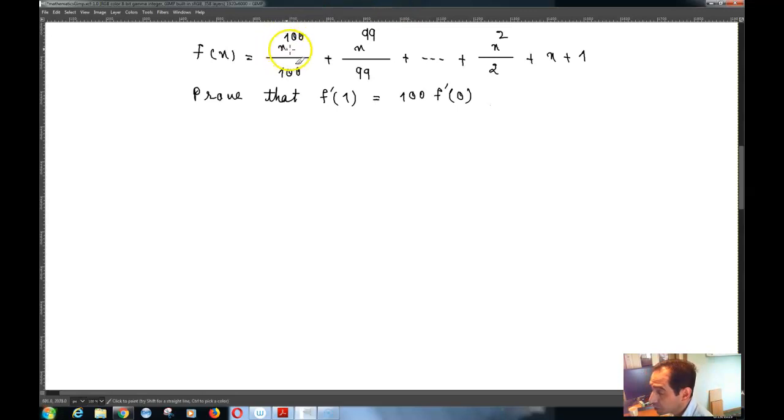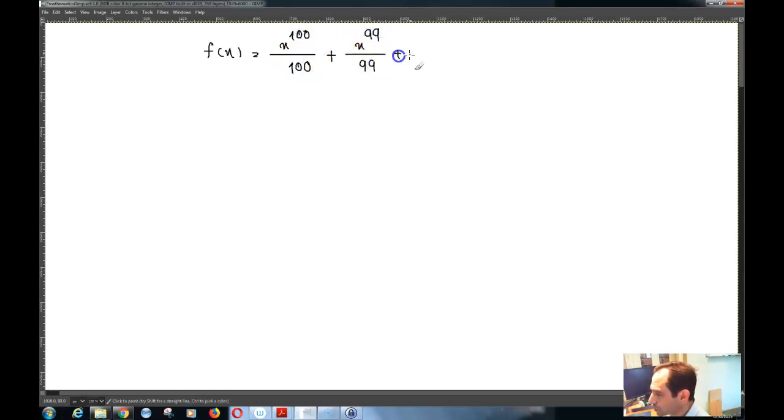Basically this function is, okay, so I had to do a couple of experiments before to solve this problem, and the question is f of x is equal to x raised to the power 100 over 100 plus x raised to the power 99 over 99 plus all the way up to x squared over 2 plus x plus 1.